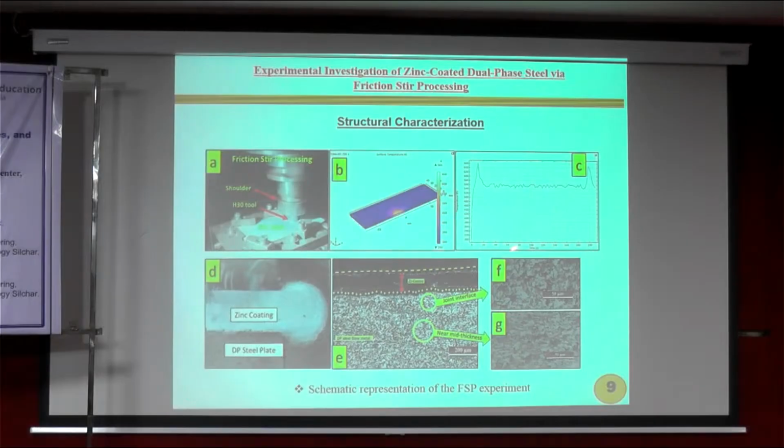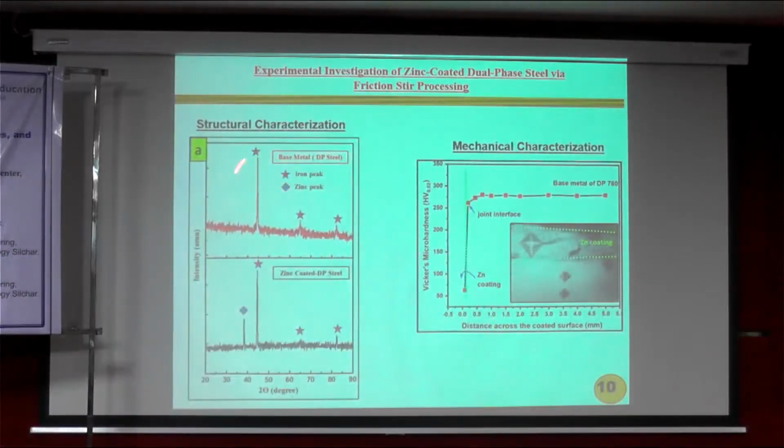This is in the optical microscope, a very basic technique. The image shows that there is an insignificant difference between both locations. Then coming to the X-ray diffraction we have taken. This is the base material DP steel, and the zinc coated one we have also measured. There we found the evolution of a zinc peak, and in addition to that, the base plate peak also came.